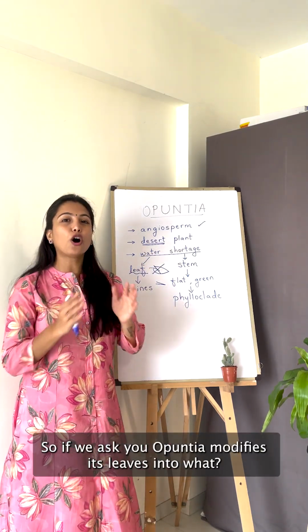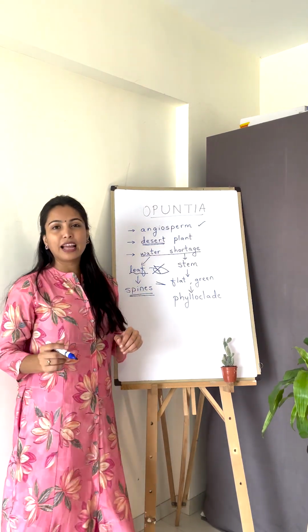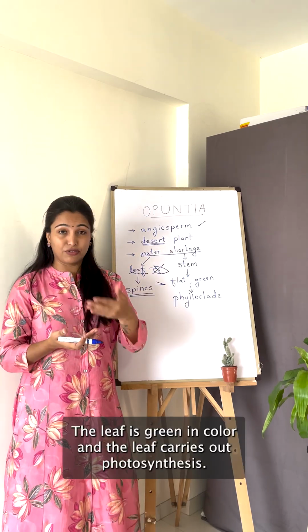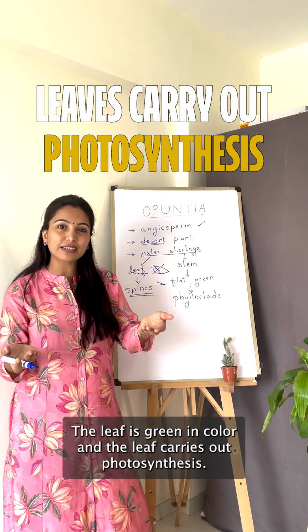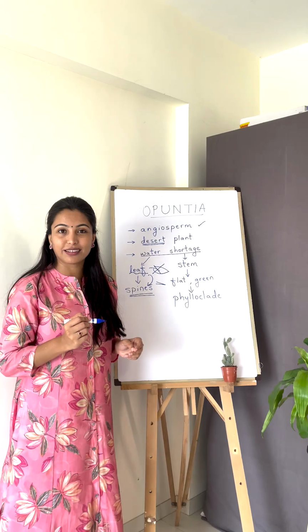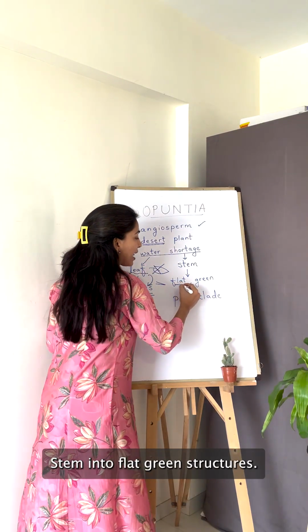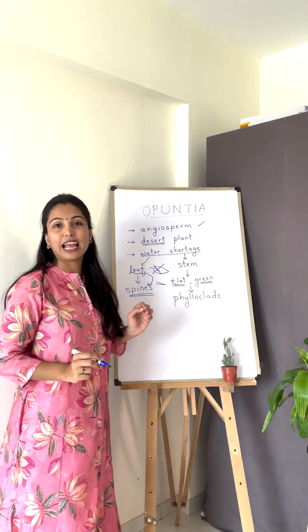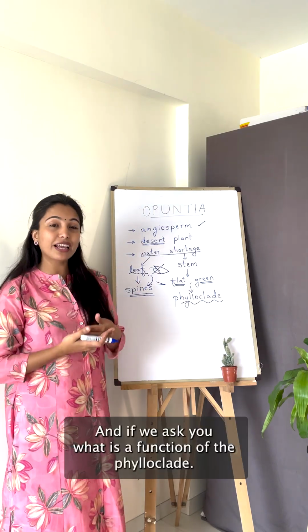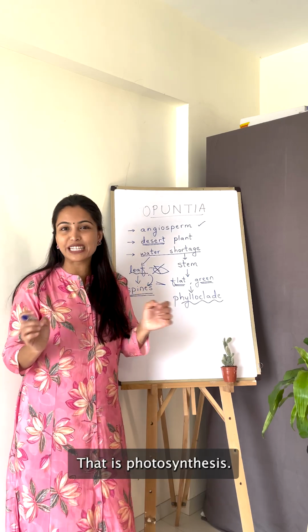So if we ask you, Opuntia modifies its leaves into what? Into spines. Now think about it. Normally, what is the function of the leaf? The leaf is green in color and the leaf carries out photosynthesis. But in Opuntia's case, the leaf has been modified into spines. So, Opuntia transforms its stem into flat green structures, and the stem of the Opuntia is known as a phylloclade. And if we ask you what is the function of this phylloclade? Absolutely right, that is photosynthesis.